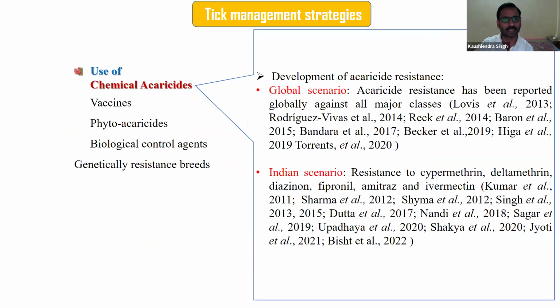And the other strategies, like in large animals, the acaricides are most commonly used, which results in resistance development globally. In the Indian scenario also, all the acaricides, cypermethrin, deltamethrin, diazinon, fipronil, amitraz, and ivermectin, have a number of reports of acaricide resistance.